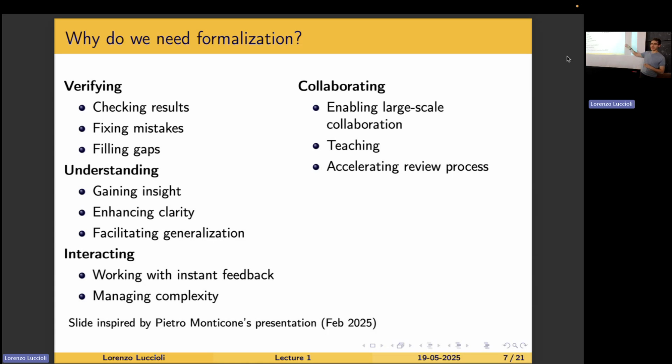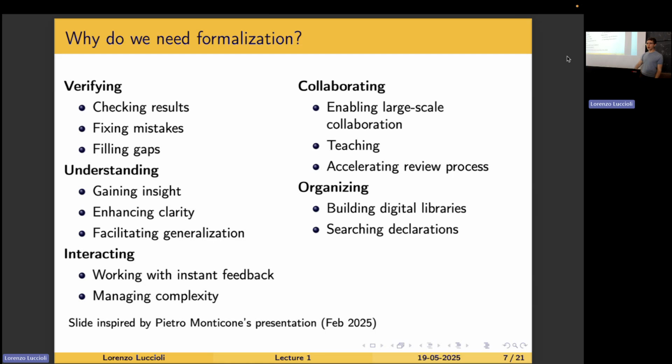And we will see a few examples, mainly one example of this large-scale collaboration later, so it's not just in theory. There's actually people who collaborated on a large scale, more than 50 people, to do mathematics together and to produce new mathematical results without ever meeting each other.